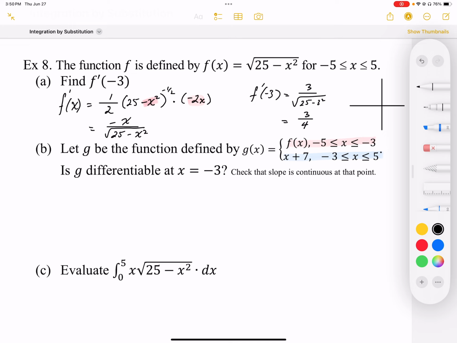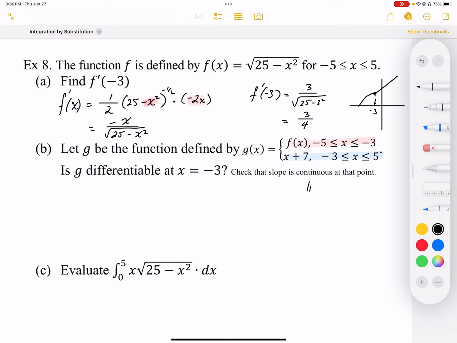So first of all, just have an idea what this looks like. We should kind of imagine this graph. This is a semicircle graph from -5 to -3. And then we have some linear function that's going to have a slope of 1. And at this point, -3, we need to check for, first of all, continuity, and then we need to see if it's differentiable. We need to know that the slope is the same from the left side and right side. So first thing is we're going to check for continuity.